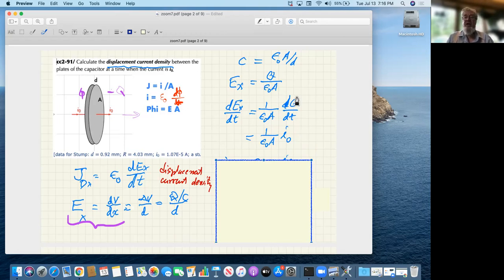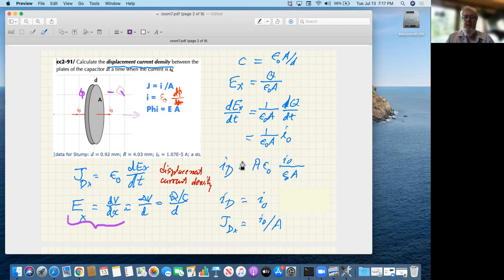So there's a rate of change of charge. And that's what gives you displacement current. So in fact, dQ dt is equal to the charge current, in amps, that's coulombs per second. So the displacement current is A times dE dt, where dE dt is epsilon naught.